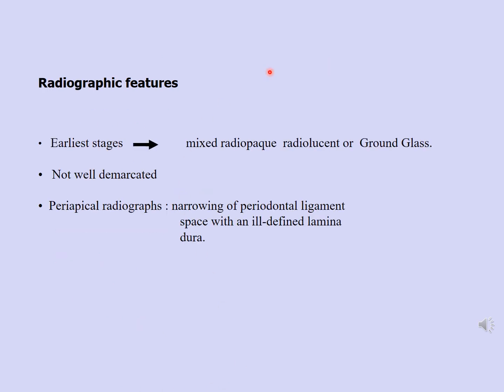So, radiographic features in the early stages: there is a mixed radiopaque radiolucent lesion, or the appearance is also described classically as ground glass appearance. Now, the lesion is not well demarcated, and most times it has diffuse margins. Periapical radiographs show narrowing of the periodontal space with ill-defined lamina dura. So these are classical features of fibrous dysplasia.